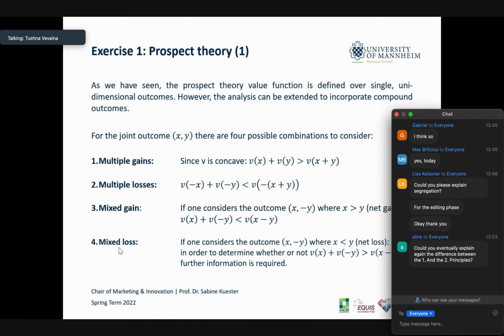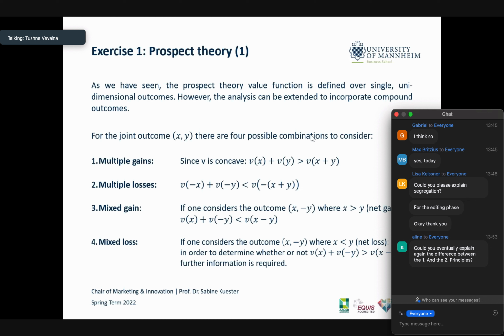However, with mixed losses, where you're ultimately seeing a net loss, and your Y is negative, your Y is greater than X, your value of X plus your value of negative Y individually will be greater than value of X minus Y because at least you have 1 gain. So for example, you stand to lose 100 euros and gain 20. So your net loss would be 80 versus just being given a net loss of 80. Obviously, the first holds more value because you feel like, okay, I at least made a gain of 20. So that's the concept behind it.